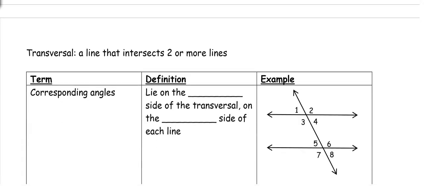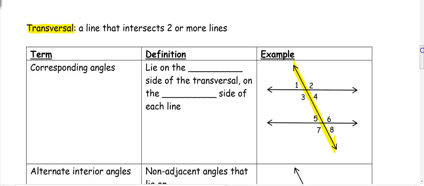Another thing we want to look at is angles formed using a transversal. So a transversal is a line that intersects two or more lines. So right here in the middle of this first picture, it would be our transversal because it's intersecting the two lines that are going from left to right.